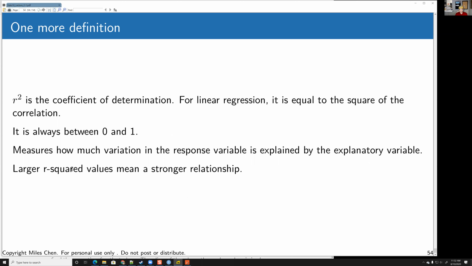Okay. There's one last definition. R squared is the coefficient of determination. You can take your correlation value and you square it and you get R squared. Correlation is always between -1 and +1, so R squared is always going to be between 0 and 1. And basically, this often shows up in a summary table. A larger R squared value means a stronger relationship. Okay, and I don't want to get into the technicalities of this definition, but it measures how much variation in the response variable, the Y variable, is explained by the X variable or explanatory variable.